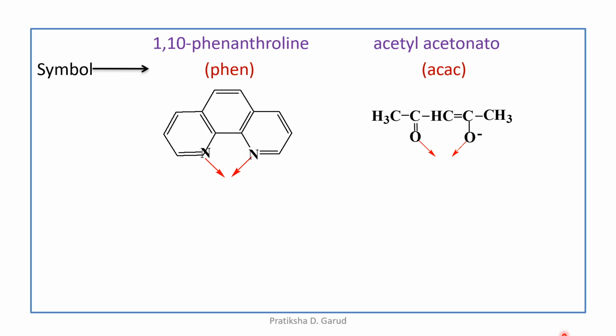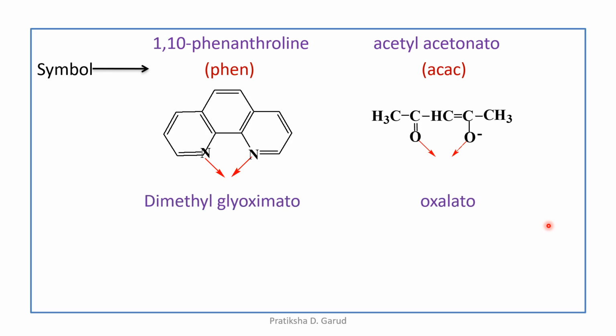Next one is acetyl acetonato, right? What is the acetyl group? Acetyl group is the CH3CO group, and acetonato means it is an acetone. Acetone is CH3 C double bond O CH3. So this is the acetone and this is the acetyl group. Both are linked, therefore it is called acetyl acetonato, which has the symbol ACAC. Now here there are two oxygen atoms, both having a lone pair of electrons. They are forming the dative or the coordinate bond with the metal. That's why it is an example of a bidentate ligand.